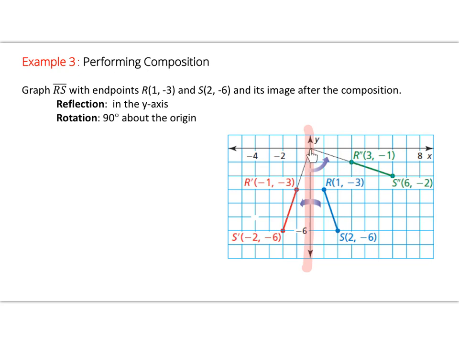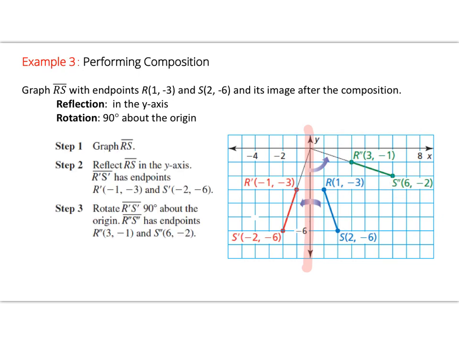So let's see. If I go down 1 and right 3, I land at where I should be for R double prime. And then I can go down 1 over 3 to land for S double prime. So this is the result after the composition. 3, negative 1 for R double prime, and then 6, negative 2 for S double prime. If you need to pause the video here to read through the steps for yourself and do a recount of your steps, take a moment to do that.